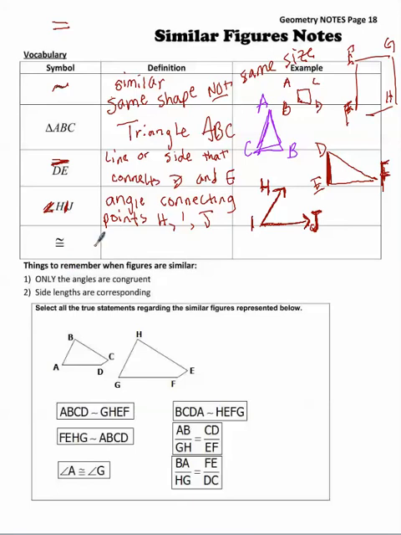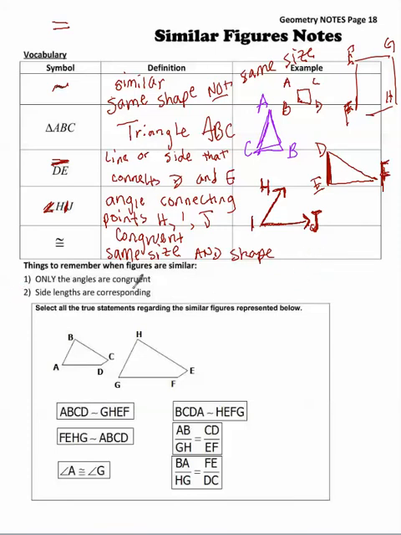The last symbol is an equal sign with a similar symbol above it. This represents congruent. For something to be congruent, it is the same size and shape. So all the measurements and everything are all the same.